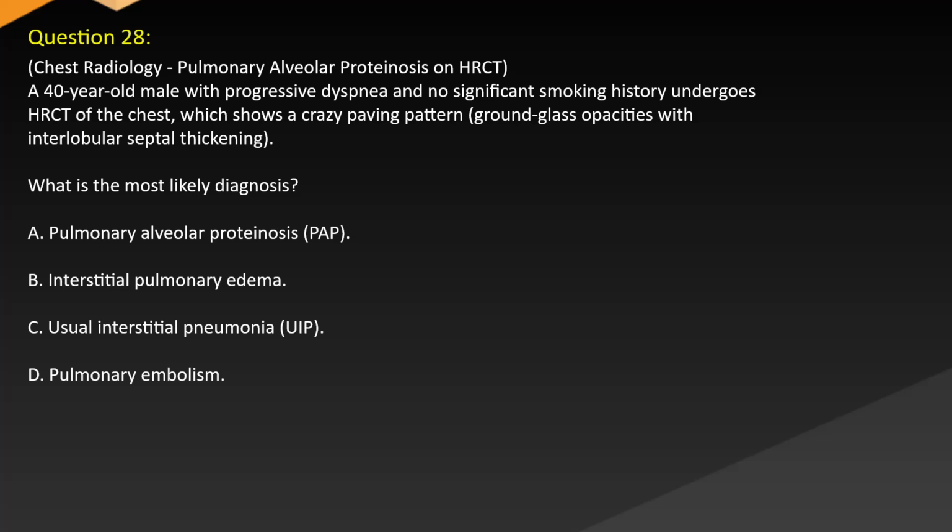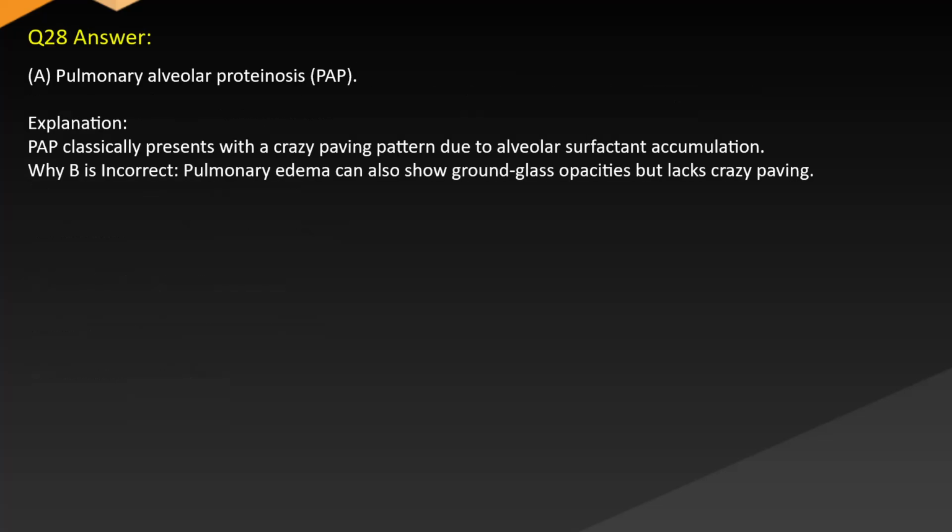A. Pulmonary alveolar proteinosis, PAP. B. Interstitial pulmonary edema. C. Usual interstitial pneumonia. D. Pulmonary embolism. Answer A. Pulmonary alveolar proteinosis, PAP. Explanation: PAP classically presents with a crazy paving pattern due to alveolar surfactant accumulation. B is incorrect. Pulmonary edema can also show ground glass opacities but lacks crazy paving.